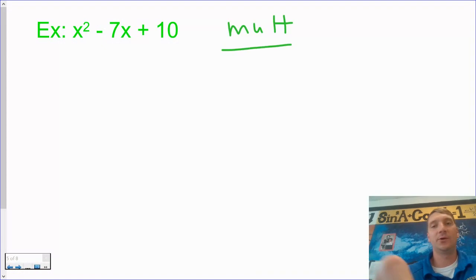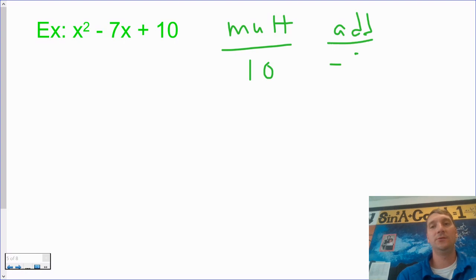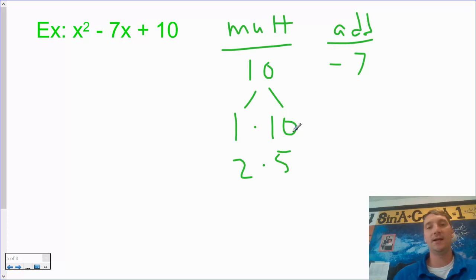So this time we're going to multiply to a positive 10. So the signs are super important. And we're going to add to a -7. And when a lot of people do this problem, they'll say, okay, 1 and 10 and 2 and 5. And so when they add up 1 and 10, that's 11. When they add up 2 and 5, that's 7. That's not what I'm looking for.